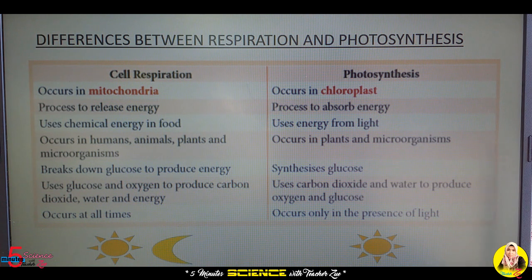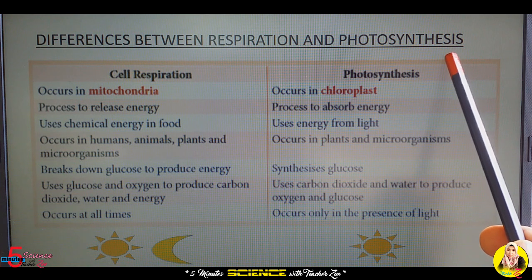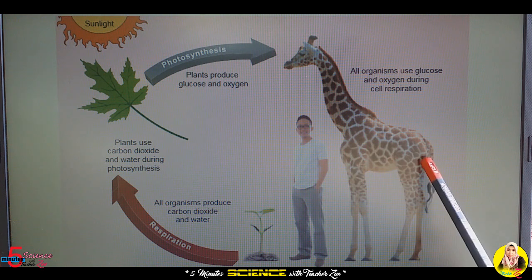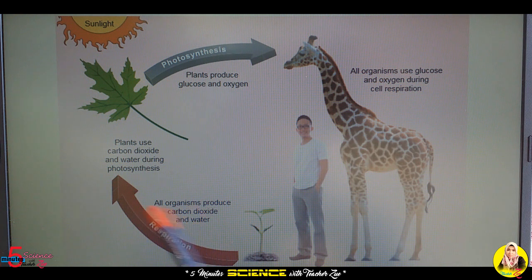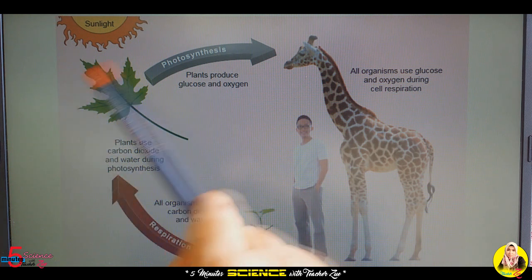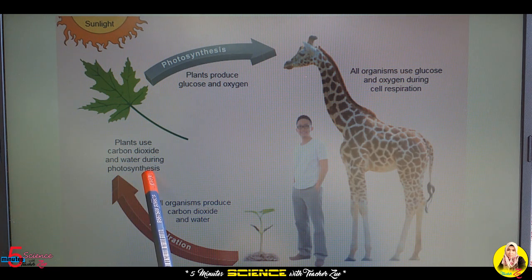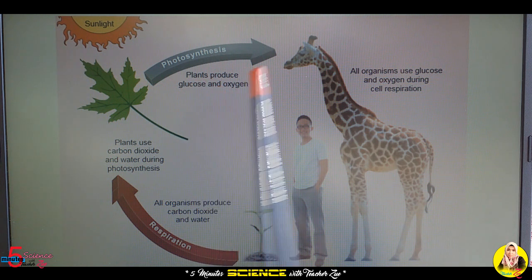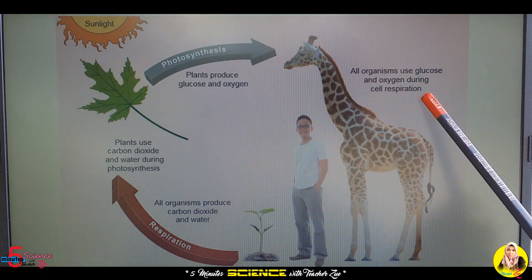And the last one, we will learn about differences between respiration and photosynthesis. Before that, we look at this diagram first. Okay, a man, a giraffe, and a plant. All of these organisms do respiration. We produce carbon dioxide and water. Then the plants use the carbon dioxide and water from us during photosynthesis. When photosynthesis occurs, plants produce glucose and oxygen. Then we use back the glucose and oxygen during cell respiration.